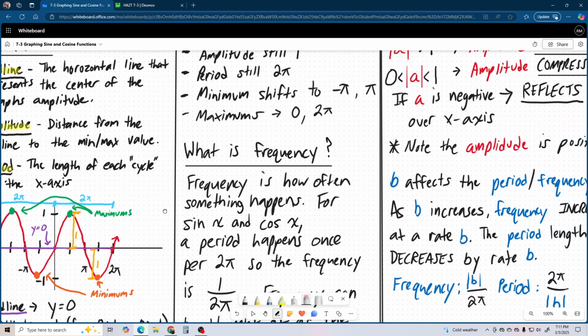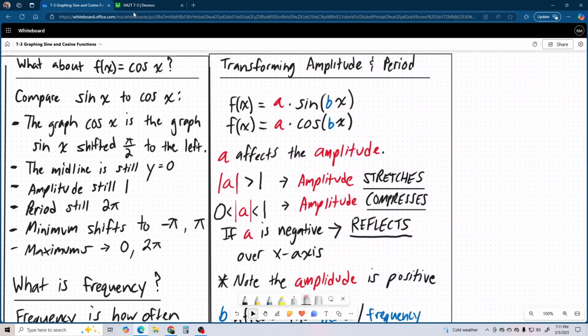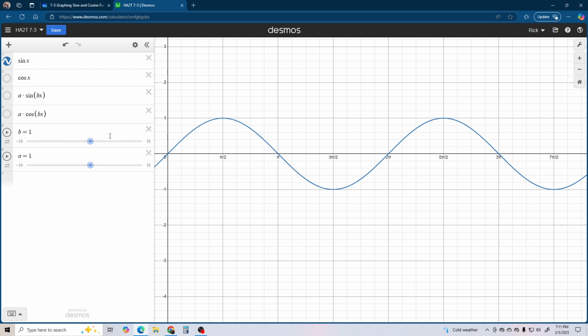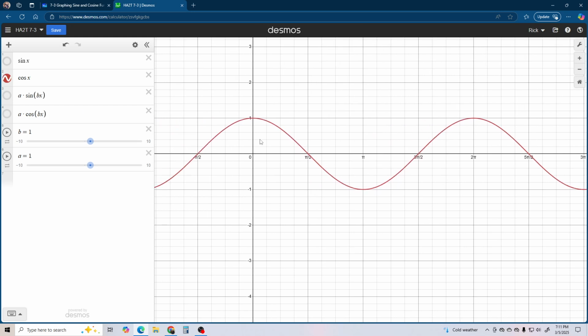Okay. Now, the reason why I mentioned that is because, well, what about cosine? Now let's go and do this real quick. I just want to show you something. So I'm going to populate cosine real quick. And now I'm going to get rid of sine, right? Let's go back here. Look at this first point. Let's look at the y-axis. You'll notice that cosine starts at 1, right? Well, sine started at 0.